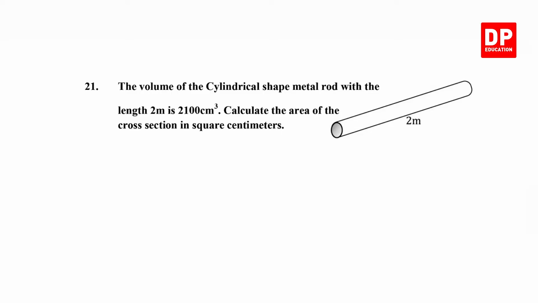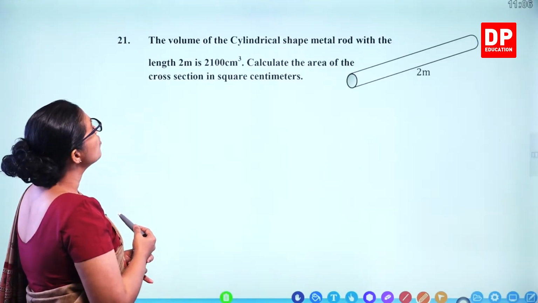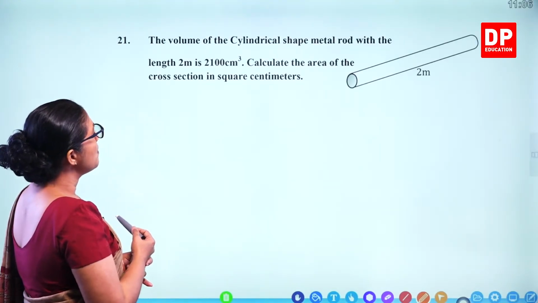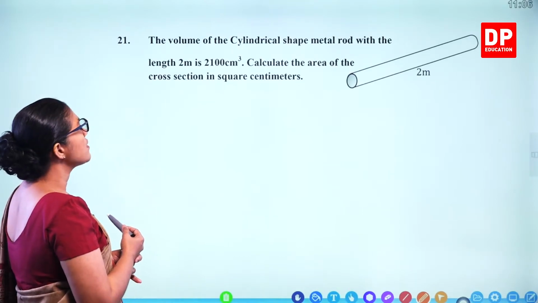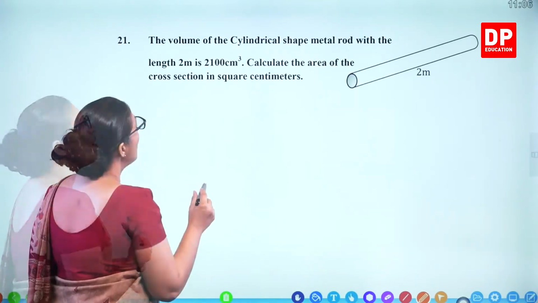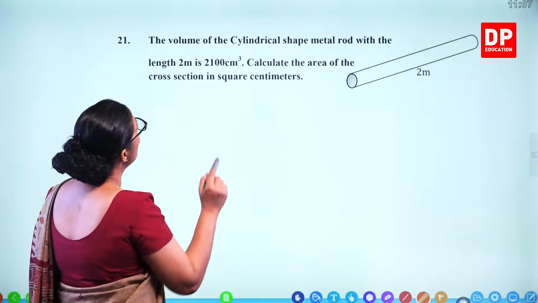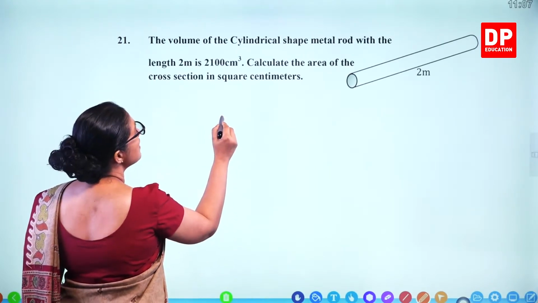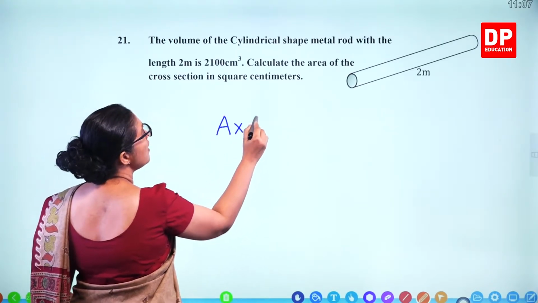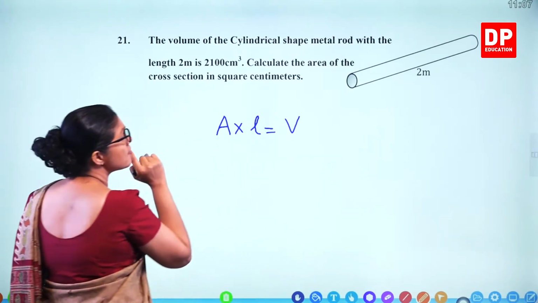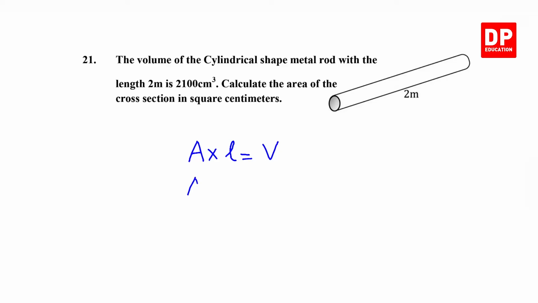Question number 21. The volume of the cylindrical shaped metal rod with the length 2 meters is 2100 cubic centimeters. Calculate the area of the cross section in square centimeters. We know that the volume of the cylinder is cross-sectional area times length. Cross-sectional area we need to find. Length is 2 meters, that in centimeters is 200.